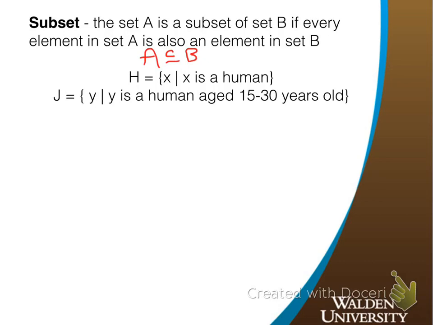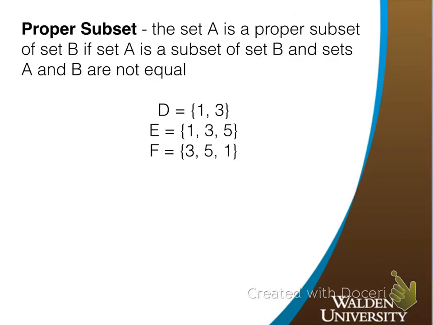So that little C with a line underneath it represents subset. An example of this: the set H is the set of all elements X such that X is a human, and the set J is the set of all elements Y such that Y is a human aged 15 to 30 years old. So clearly J is a little smaller than H, and it is a subset of H because all humans aged 15 to 30 are in the set of all humans. But if we looked at it the other way around, H is not a subset of J because there are humans outside the age range that won't fall in it.